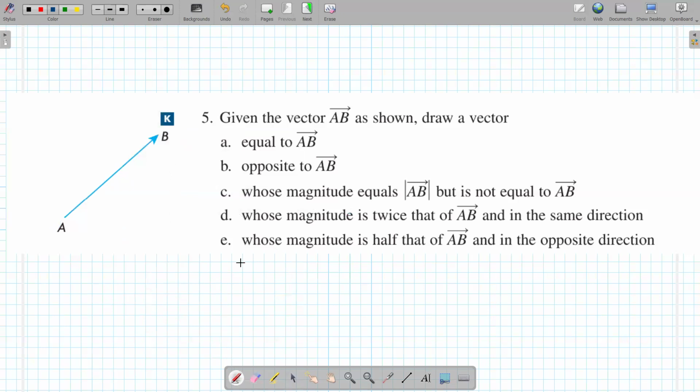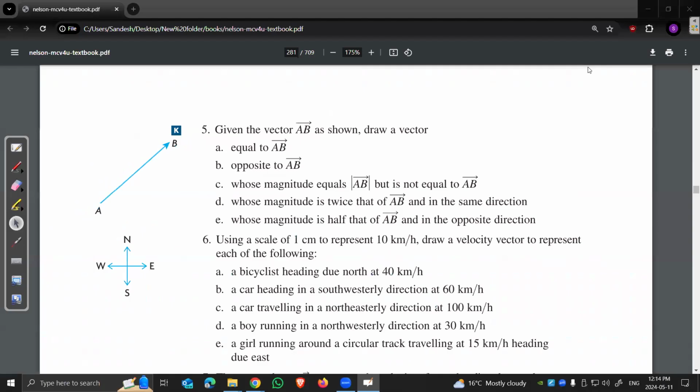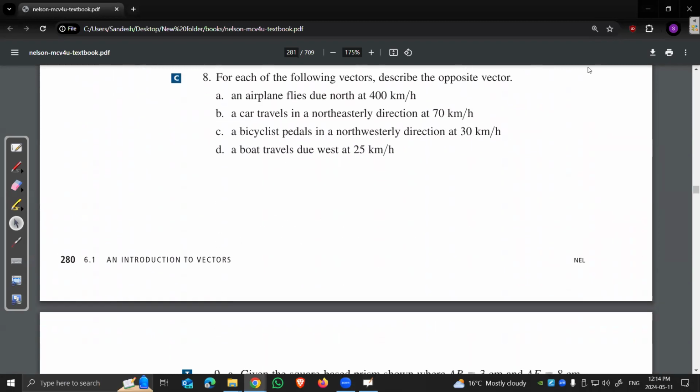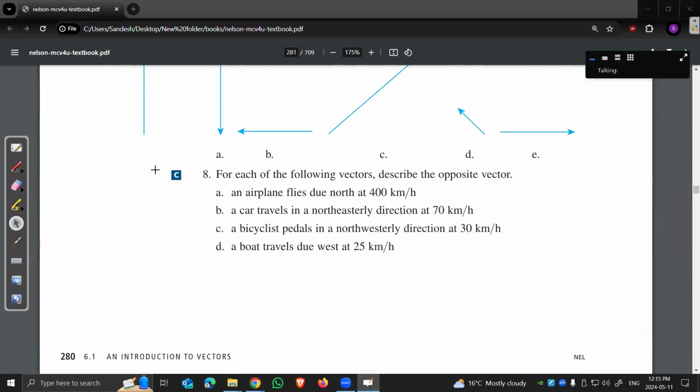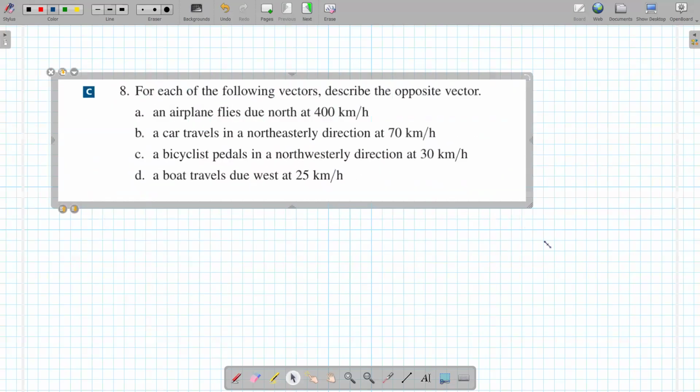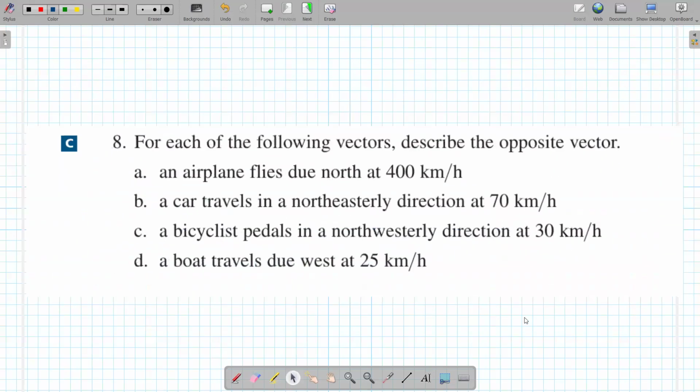E, it says magnitude is half, so you flip it in the opposite direction. That's it. It says the opposite vector. The only thing that's going to change is the direction. It's going to flip 180 degrees. That's it. Opposite means direction flipped, 180.